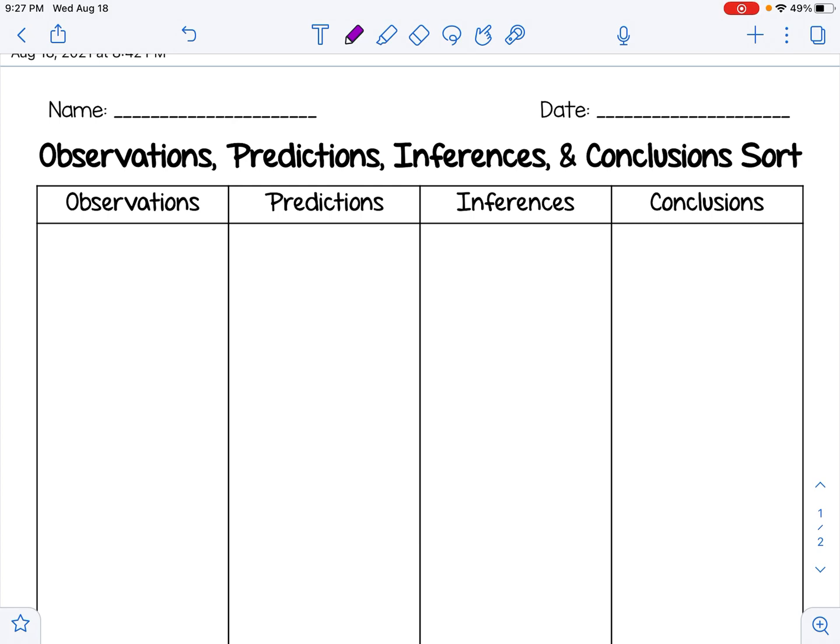All right. Okay. So I hope you enjoyed learning and practicing how to think like a scientist, making inferences, looking at observations, making predictions, and looking at the idea, or starting to look at the idea of what a conclusion might look like.